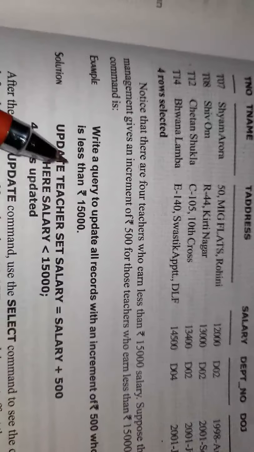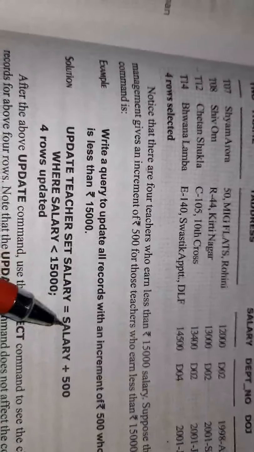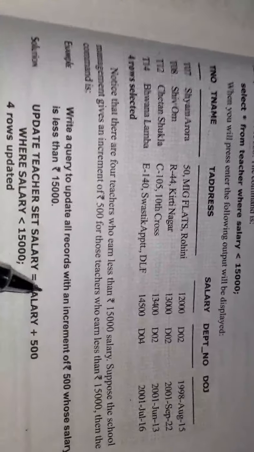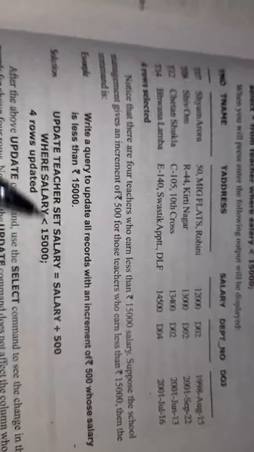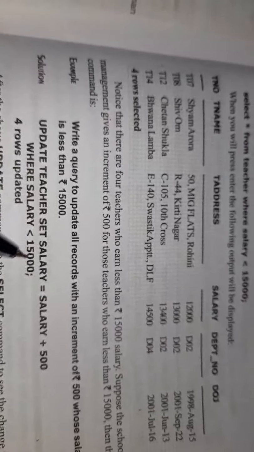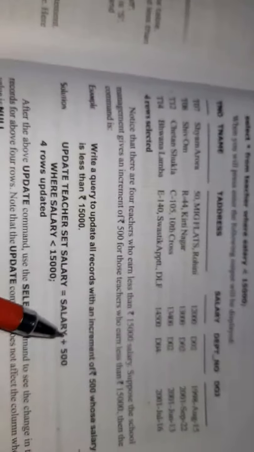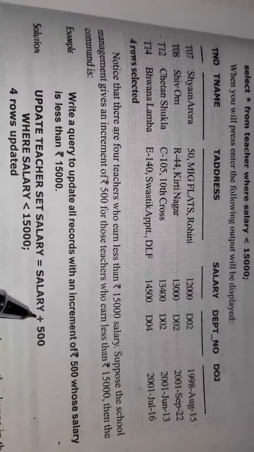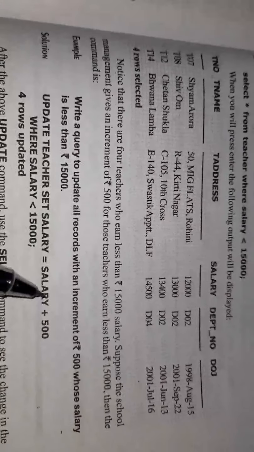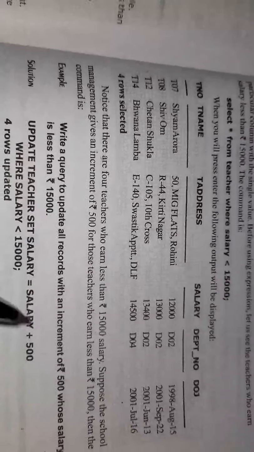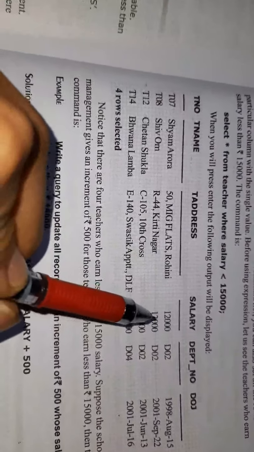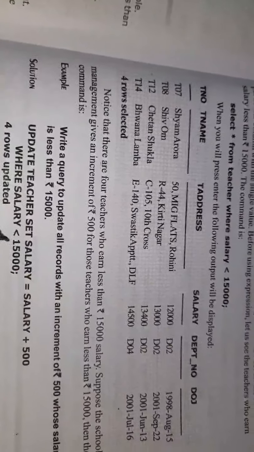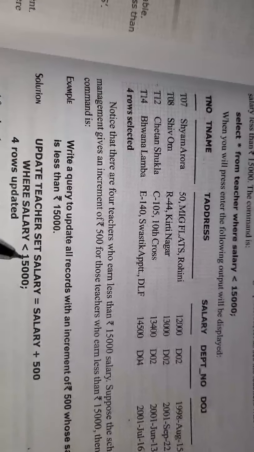So here: update teacher set salary equals to salary plus 500, where salary is less than 15,000. Now you are using the arithmetic operator to add this 500 to the salary column. So that will change this data to 12,500, 13,500, like that, but only for those who are getting less than 15,000.